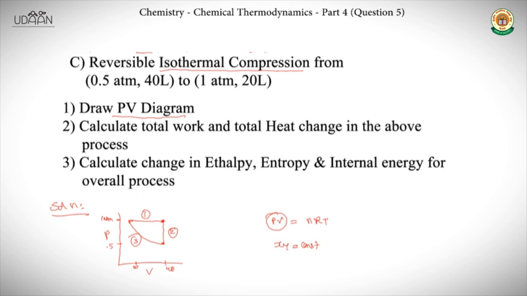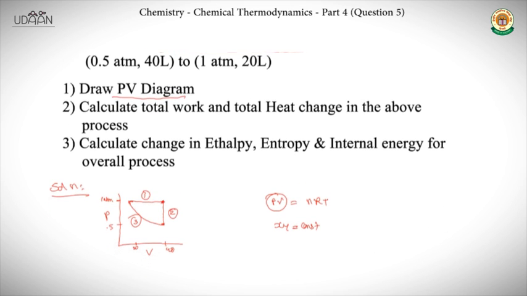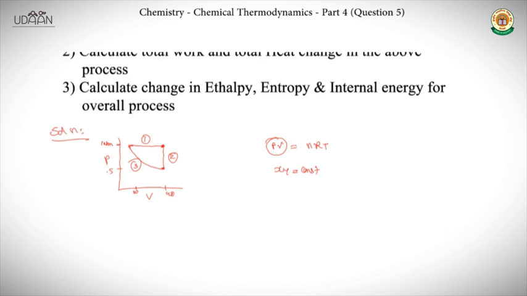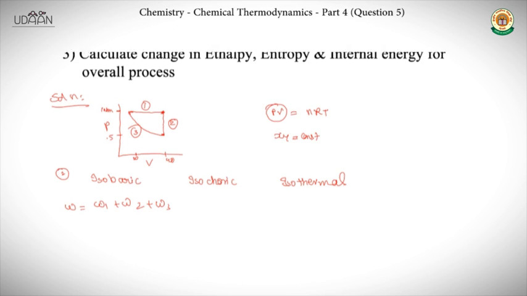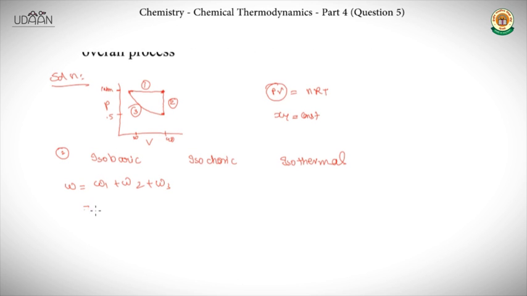Coming to the second part of the question, they asked us to find total work done and total heat change in the above process. They asked us about total work in the process, right? In steps 1, 2, 3. First one is isobaric step, second one is isochoric step, and third one is isothermal step. Work done will be the sum of works in these 3 cases.